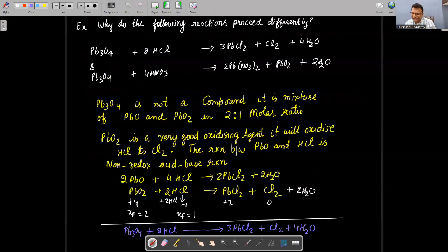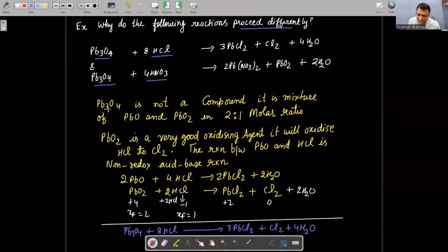This is also a very important reaction, very common in exams. So they are asking why do the following reactions proceed differently? The reactions are Pb3O4 and HCl, and Pb3O4 and HNO3, right? So Pb3O4 is common and it is reacting with two acids and the reactions are different. So we have to explain why the reactions are different.